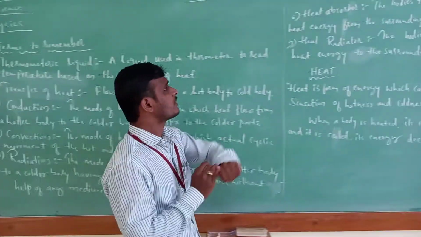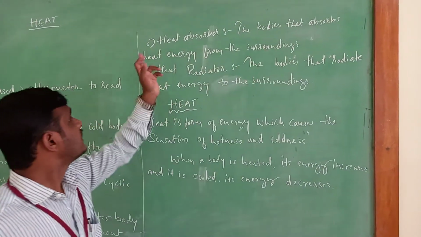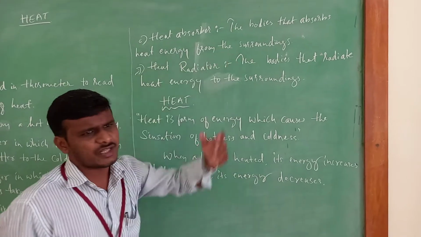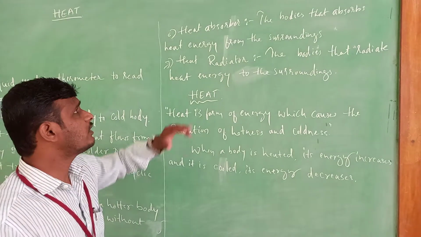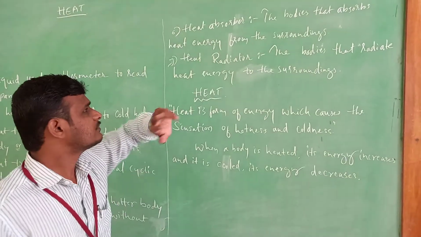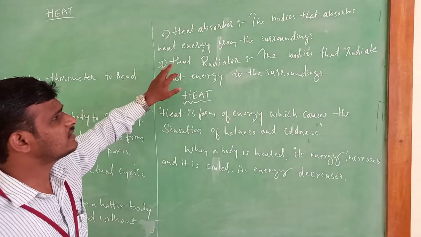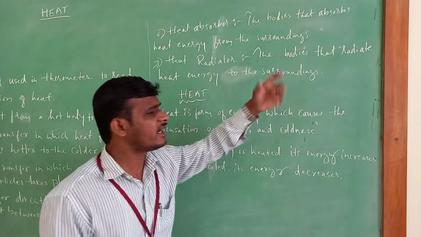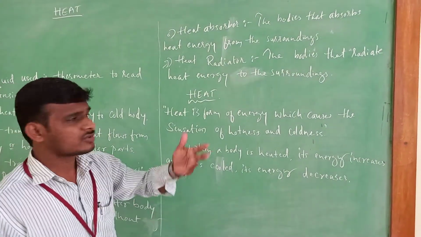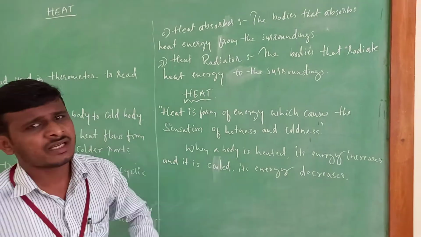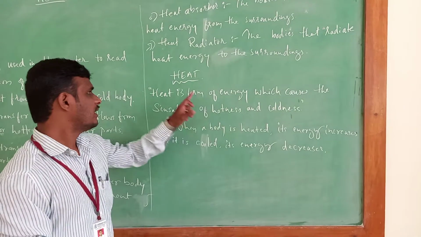Next, heat absorber. A heat absorber is a body that absorbs heat energy from the surroundings. The object which absorbs heat from the surroundings, we call a heat absorber. Next, heat radiator. A body that radiates, that is, releases heat energy to the surroundings, we call a heat radiator.